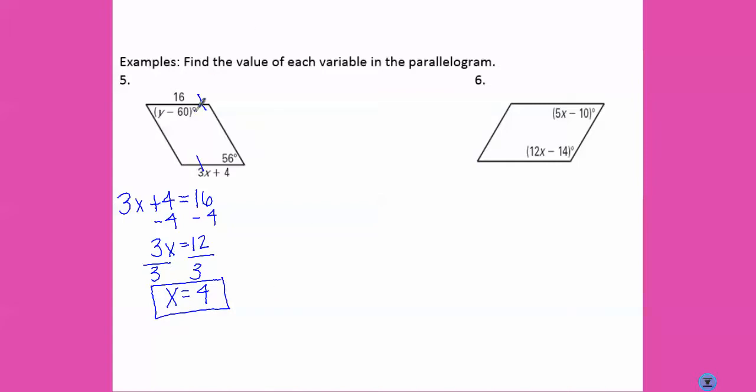But we also have a y in here to find. These angles are opposites, therefore they're congruent. So y minus 60 equals 56. Add 60 to both sides. y equals 116 degrees.